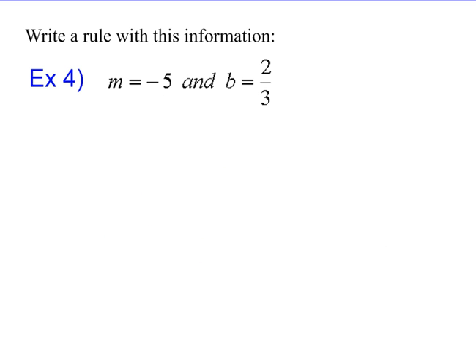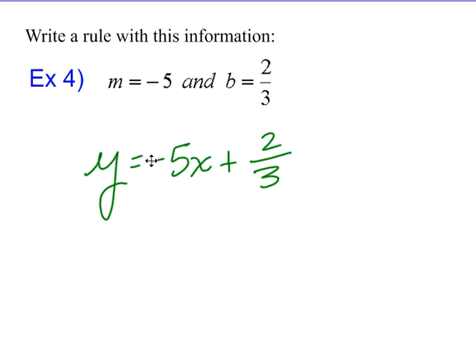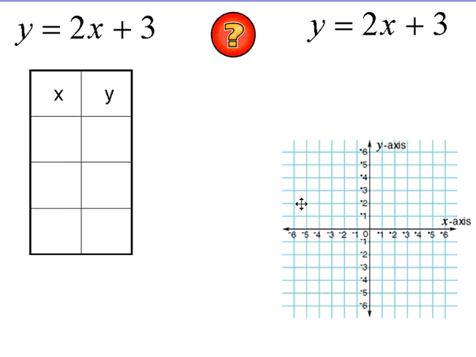Let's take a look at another one where the slope is -5 and the y-intercept is 2/3. Again, we would write the rule y equals -5x plus 2/3. Very straightforward. Now let's do it a little backwards, but before we do that, let's do a comparison.